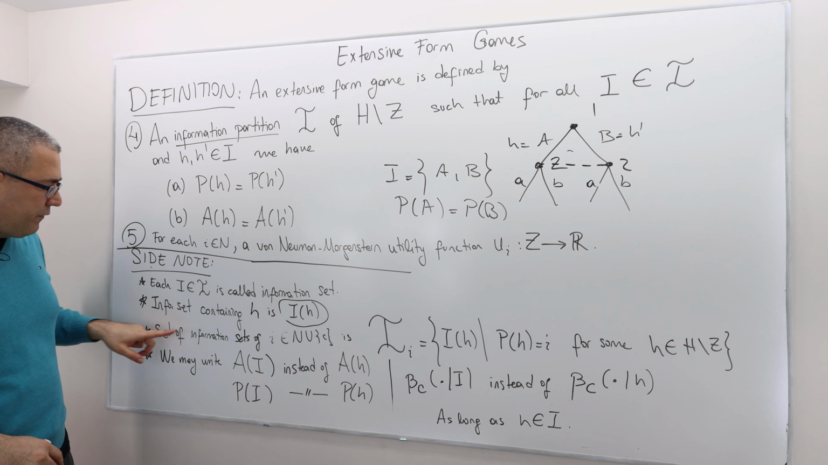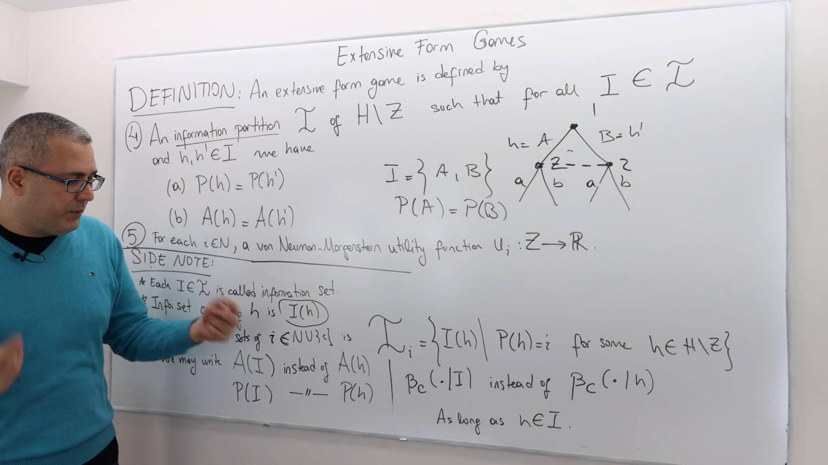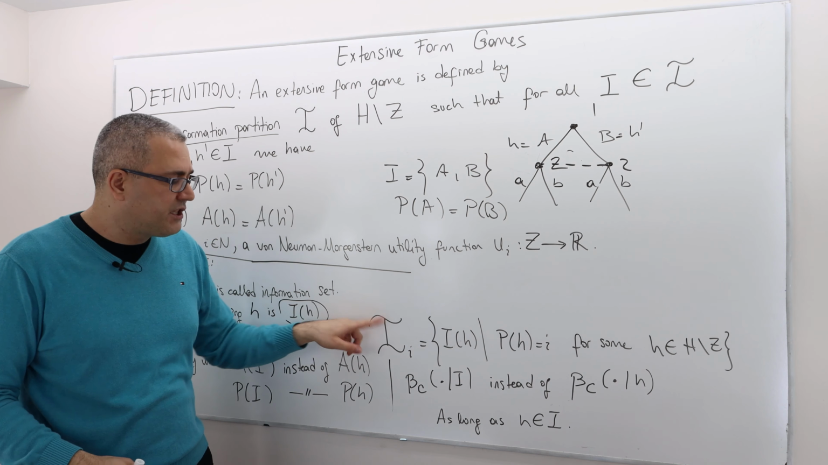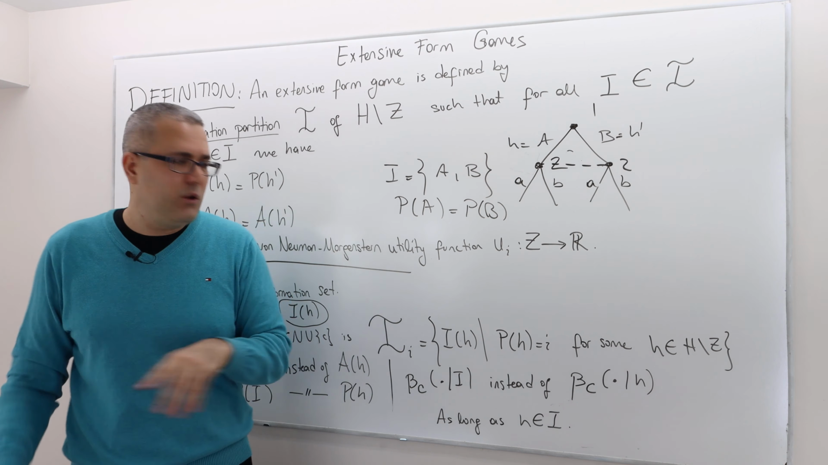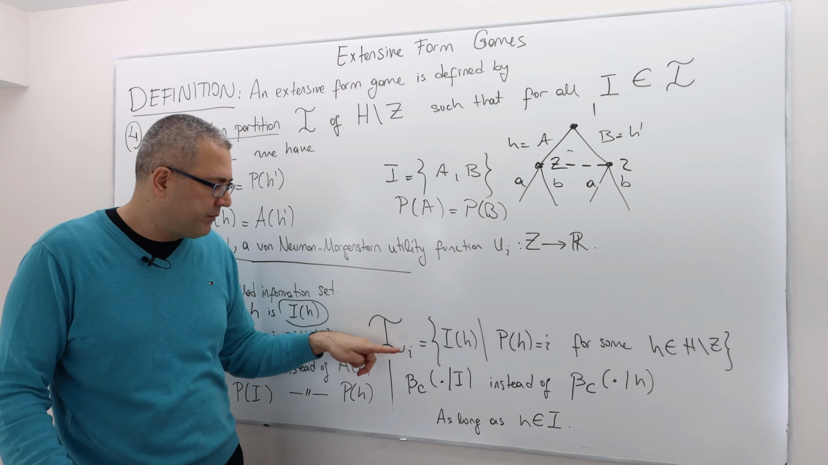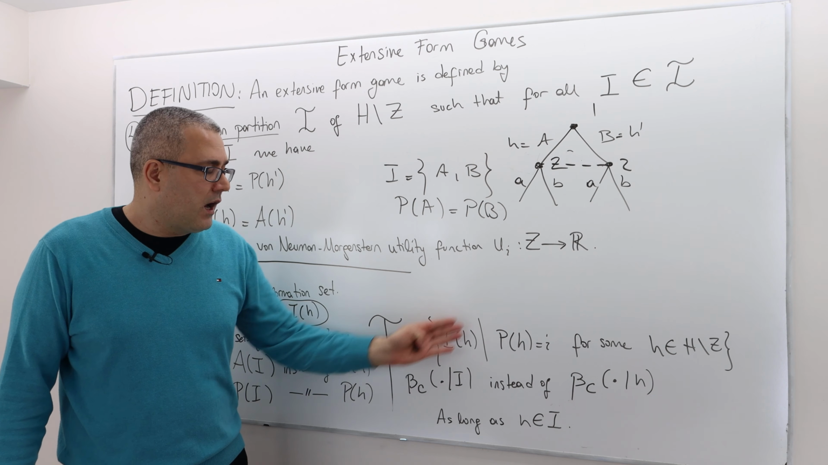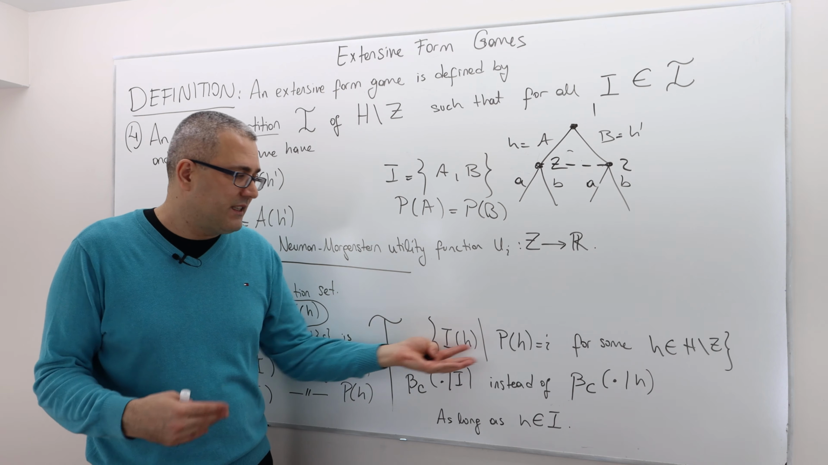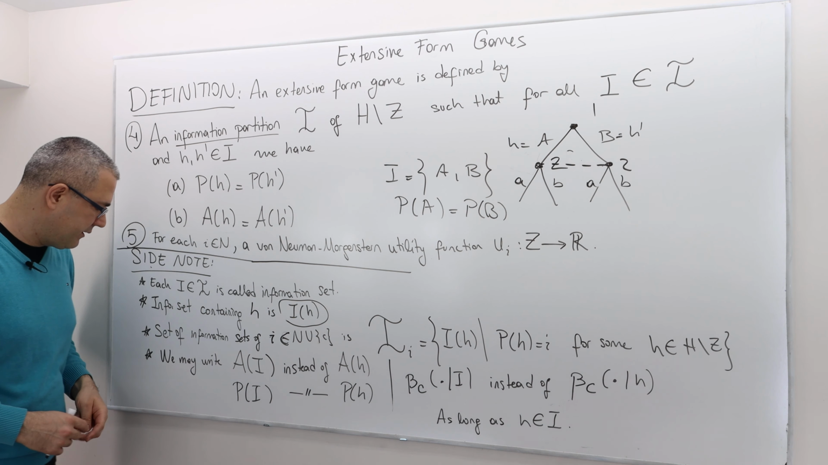Well, the set of information sets of player I, which could be a player or nature itself, we denote by script I, sub I. All right, so whatever belongs to player I, we basically use subscript I. It's all the info sets such that after a history in that set, player I moves. So this is how we denote it.